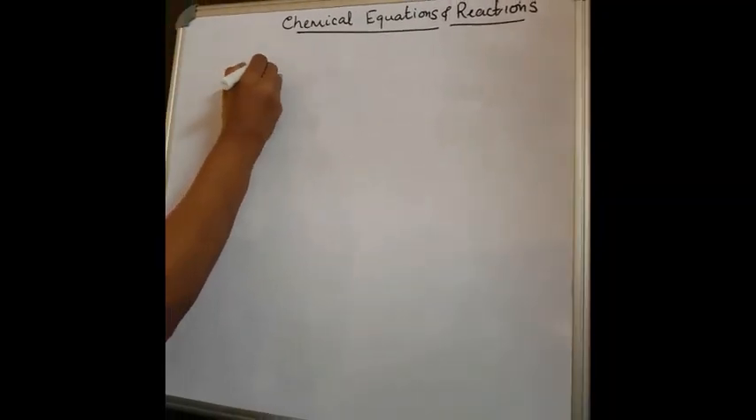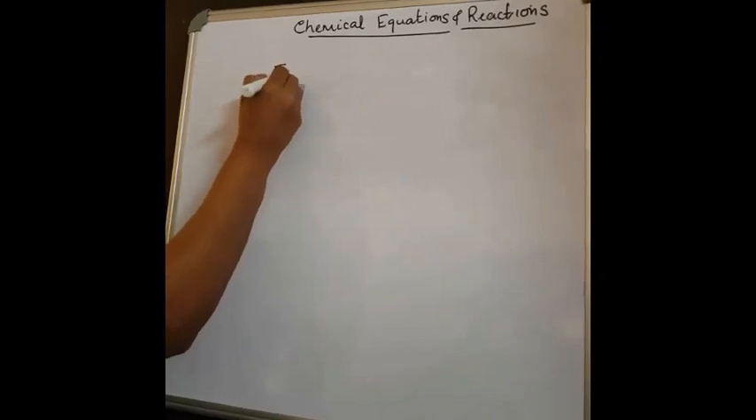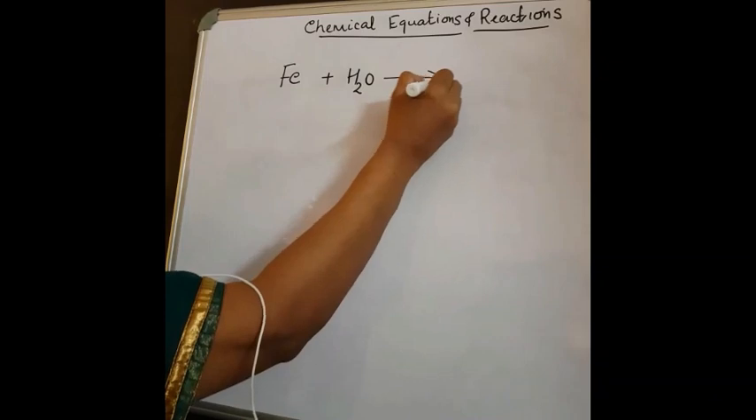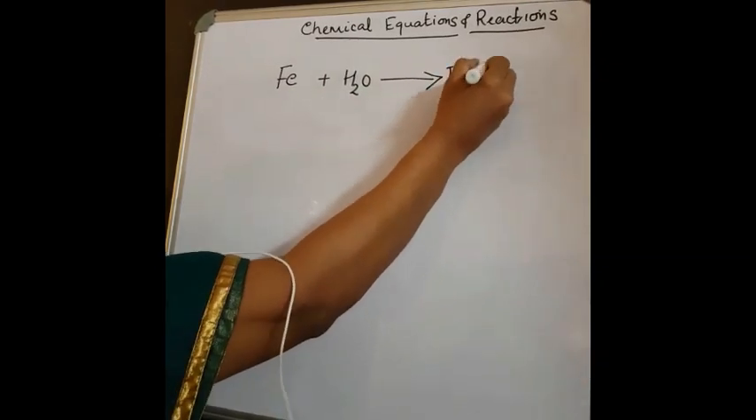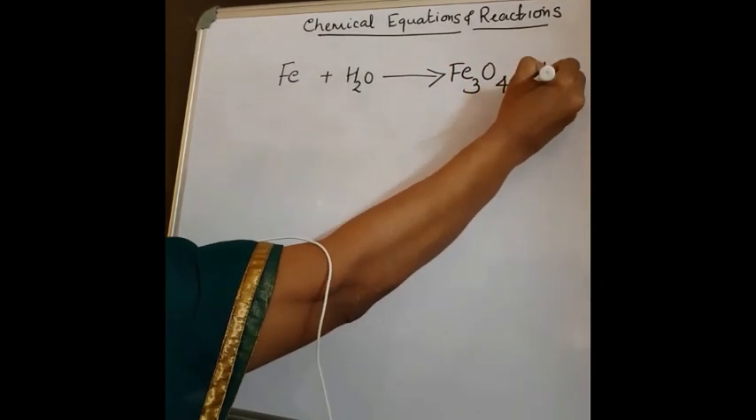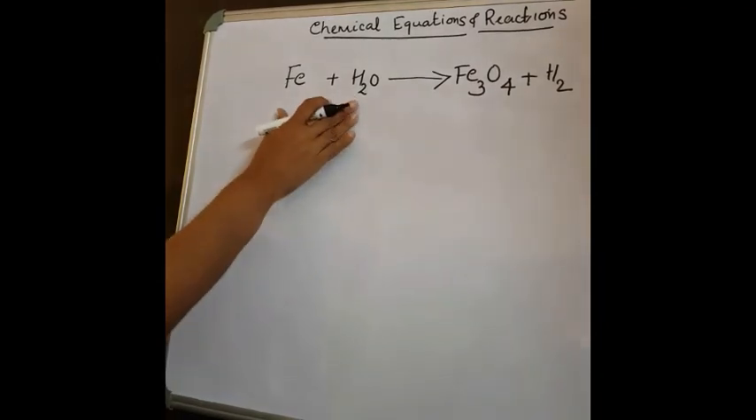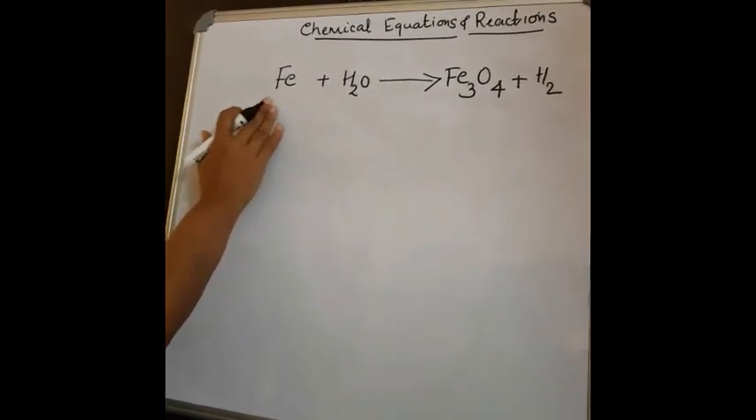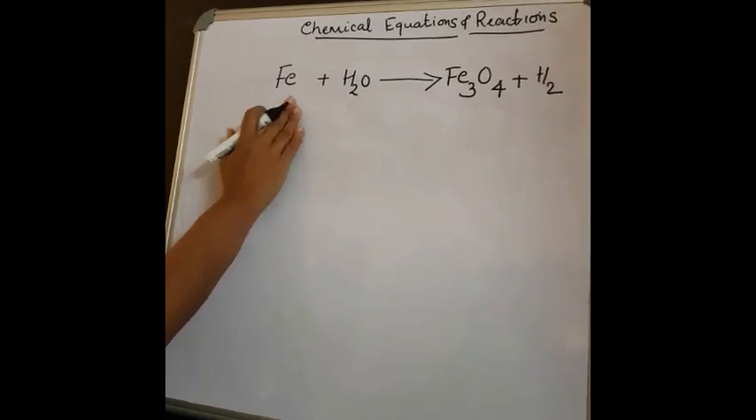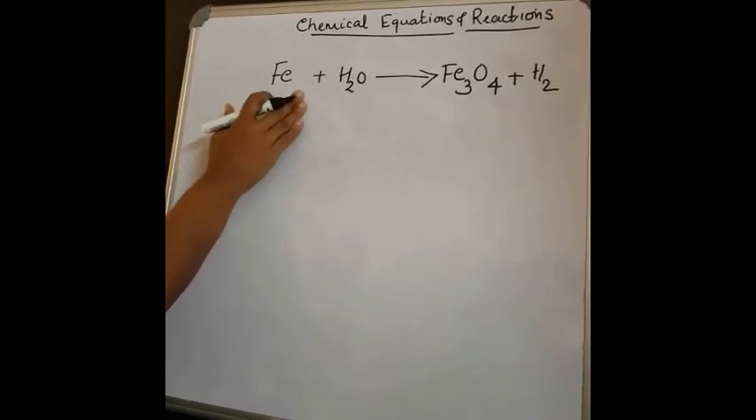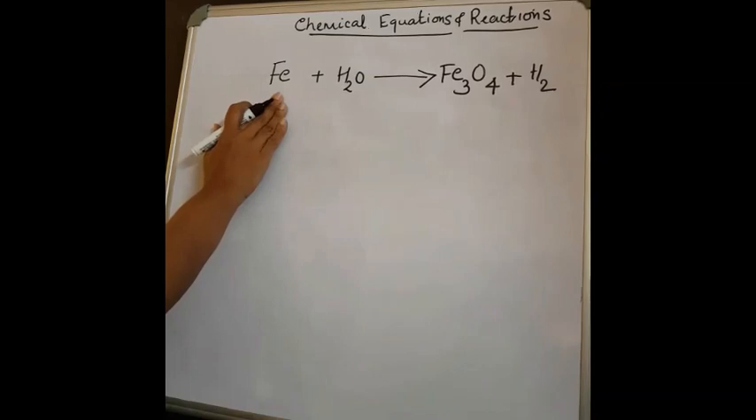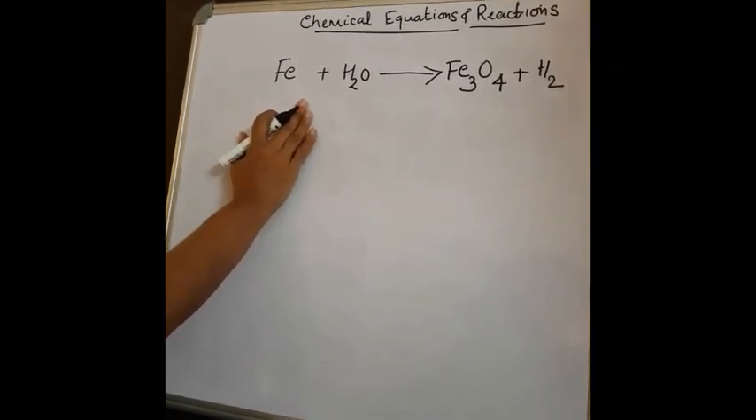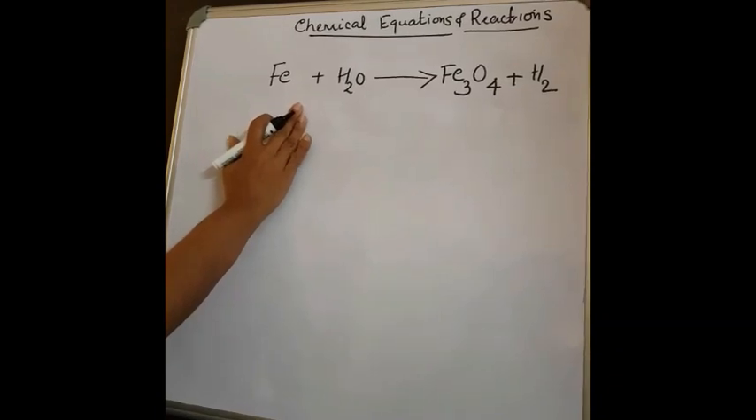For example, if I write an equation, iron plus water gives Fe3O4 plus hydrogen. This equation you have balanced in the hit and trial method as well as in the usual method. That is why I am taking this equation. That is, you are familiar with this equation. But by seeing this equation, you are not getting any additional information.